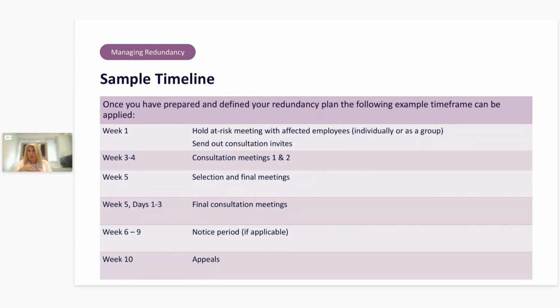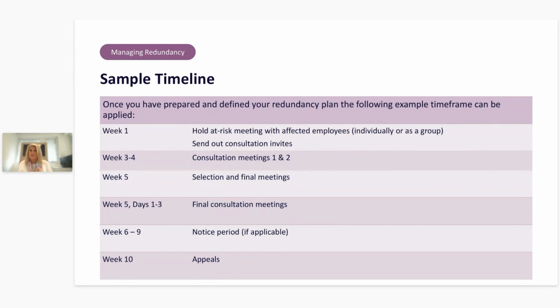This is a sample timeline for once you have your plan together. So week 1, the at-risk meeting should explain the reasons why redundancy is being considered. This is where you confirm the roles that are at risk, provide the timeline for consultations and decisions, provide information on the process, and ensure that you confirm the employee's rights to representation. It is recommended that you provide a minimum of 2 weeks for individual consultations. And of course, as part of week 1, you'll send out invitations and include the information you provided at this meeting in writing as well.